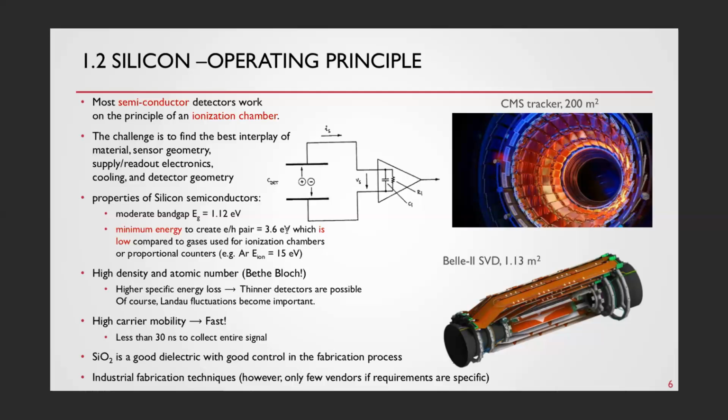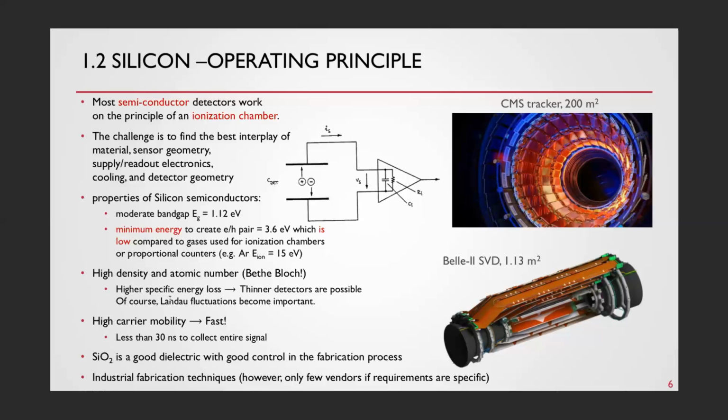In other words, it's not difficult for a particle to create an electron-hole pair. We have a high density and a high atomic number, which according to the Bethe-Bloch formula gives a high ionization yield. So as the particle traverses the detector, the dE/dx is high, there's a high specific energy loss, and we can make the detectors thin. If we make them thin, the Landau fluctuations become important. If we want to reduce the Landau fluctuations, either we make the sensors thicker so that the distribution becomes more Gaussian, or we make more layers.